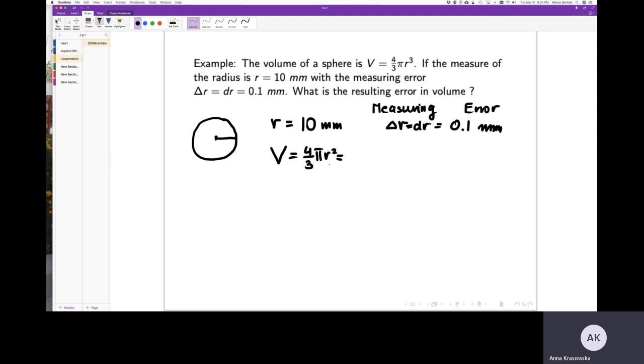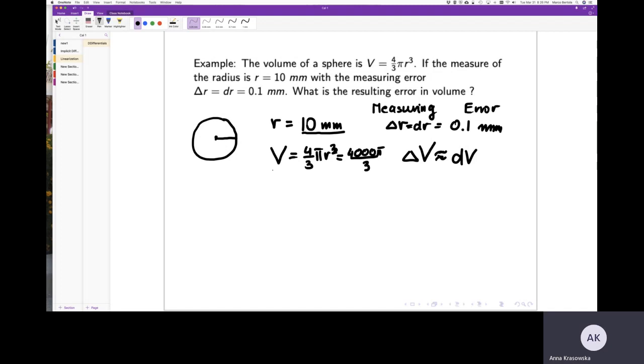We can, of course, plug in r equal 10, and we will have 4/3 pi r cubed, 4 times 10 to the power 3, which is 4,000 pi over 3, the corresponding volume. But what is the corresponding error in volume? The error in measuring the radius will result in an error in volume. So what is that delta V? Okay, we will approximate this with dV, the differential.